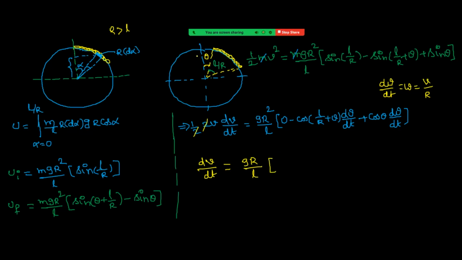Now he is asking when it starts sliding. Starts sliding means theta equal to 0. So theta value is 0 here. So it becomes cos 0, 1. So it is 1 minus cos L by R. That is now tangential acceleration. Okay. Let us see next one.